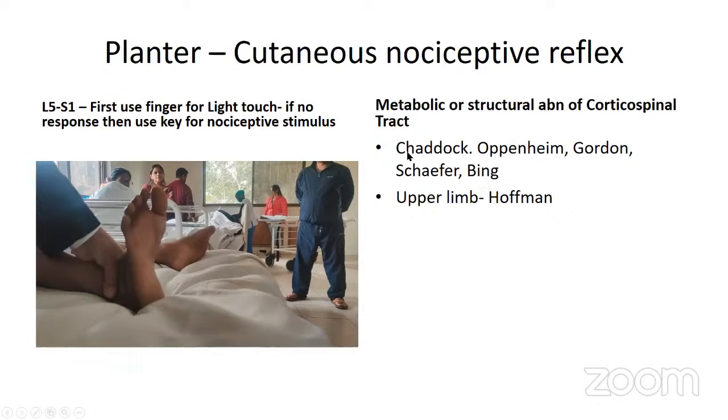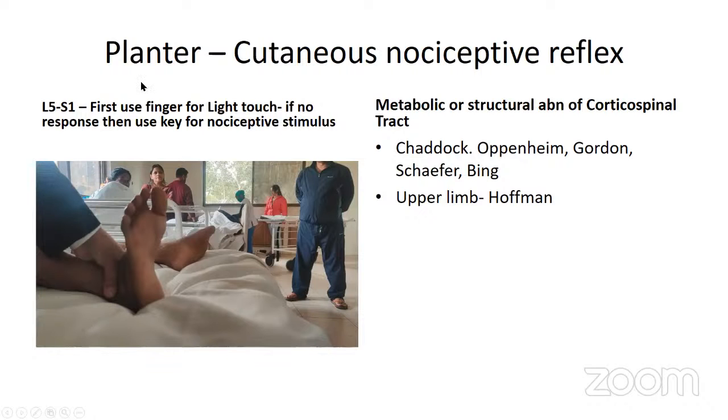So if the receptive field is increased, there are several other ways. I'm not going to detail: Chaddock, Oppenheim, Gordon, Schaefer, and the Pinch. But most important is the upper limb. The upper limb sign is Hoffmann: just squeezing the terminal phalanx of the middle finger. There is a flexion of the other fingers and the adduction of the thumb. This is the upper motor neuron equivalent of the upper limb, that is the spasticity of the upper limb.